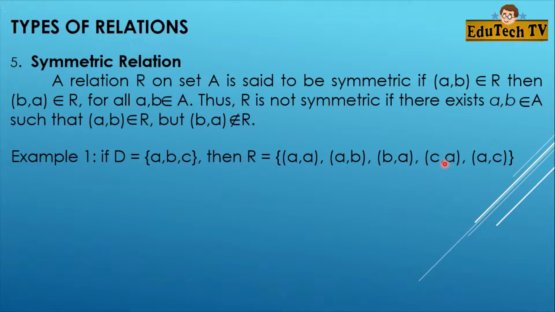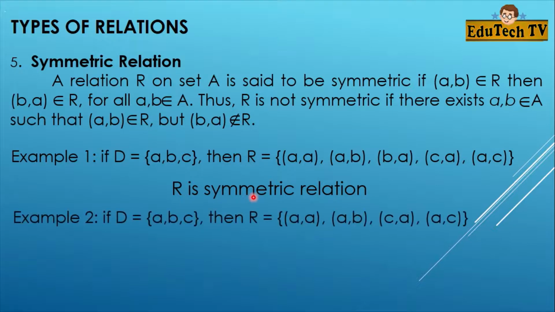Let's proceed to this ordered pair. CA, pag binaliktad, magiging AC. So we have AC here. And lastly, AC, pag binaliktad, meron tayong CA. So since it satisfies the definition for the symmetric relation, then R is said to be a symmetric relation.